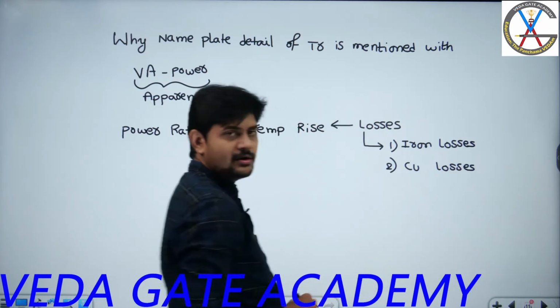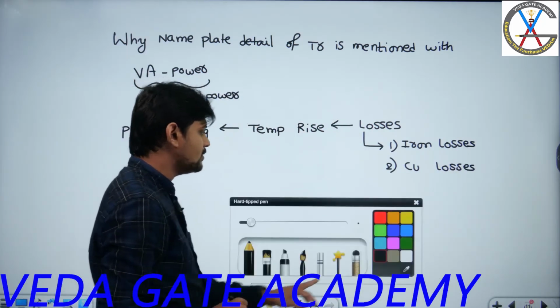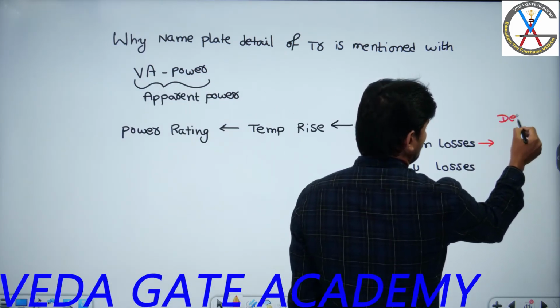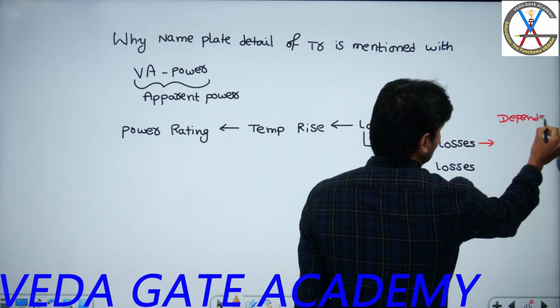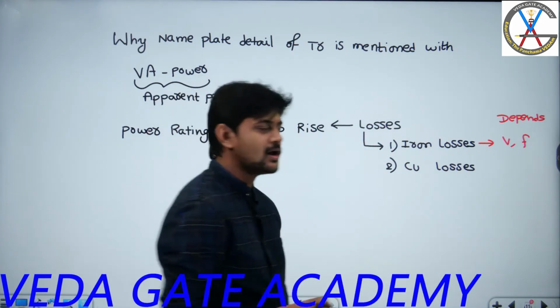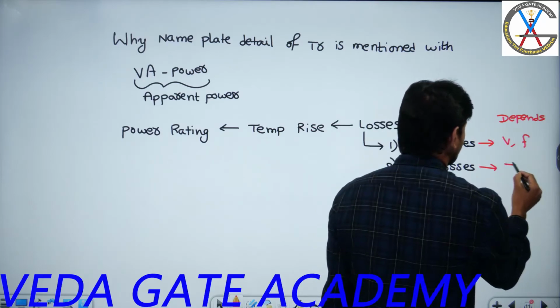And we know that the iron losses depend upon whom? The iron losses depend upon voltage and frequency. Whereas my copper losses depend upon whom? The copper losses majorly depend upon current.